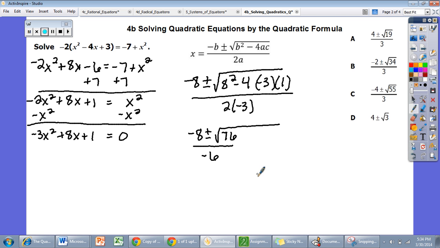So what I recommend is just knowing how to reduce your radicals. So you're trying to see what is the largest perfect square that goes into 76. And it doesn't take very long to get there. It's actually 4. 4 times 19 is what gives you 76. If you need to review reducing radicals, there is a video on that. So make sure you look at that. But this is negative 8 plus or minus 2 times the square root of 19 over negative 6.